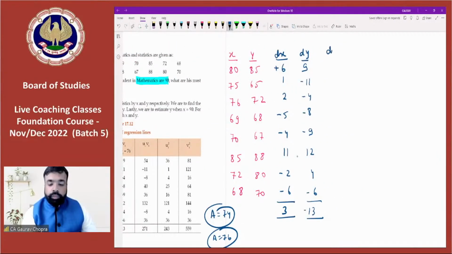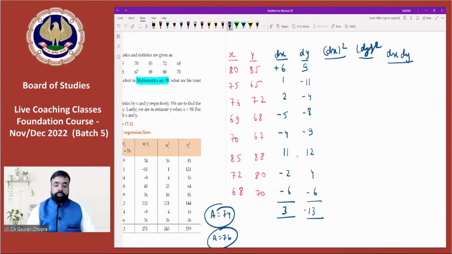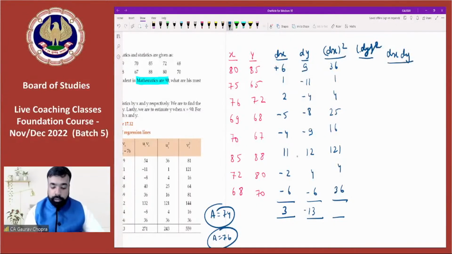Now we have to find dx square, then dy square, and then dx dy. So square first: 36, 1, 4, 25, 16, 1, 4, and 36. Total. How much is total? 243.